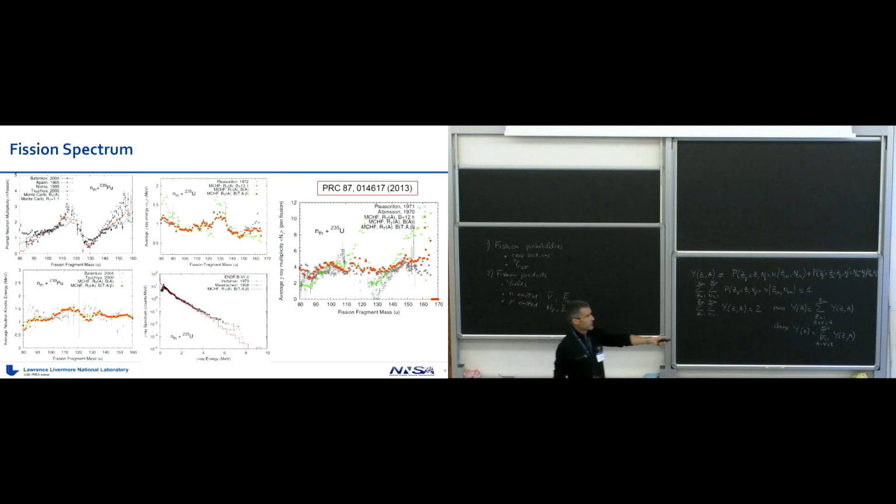Here are examples of the prompt fission spectrum. On the left, this is for plutonium-239. All the figures are taken from this paper. So this is the fission of plutonium-239. This figure here is the prompt neutron multiplicity, the average number of neutrons emitted by the fragment as a function of the mass of the fragment. And at the bottom, this is the average energy that these neutrons carry away, again as a function of the mass of the fragment.